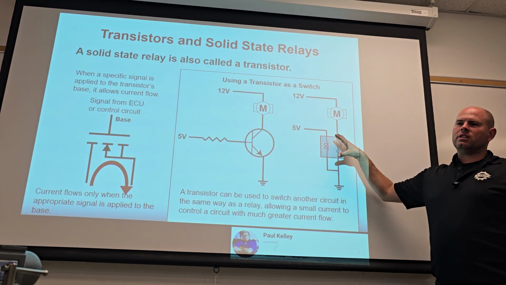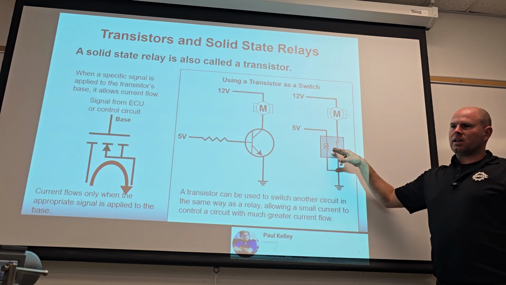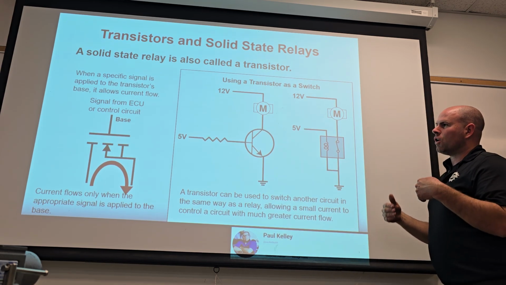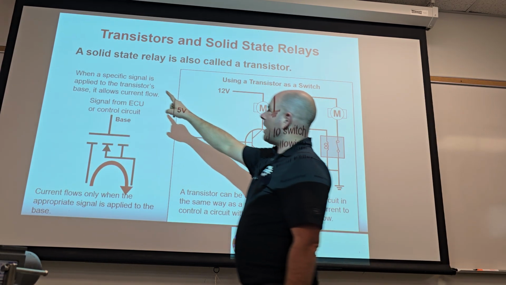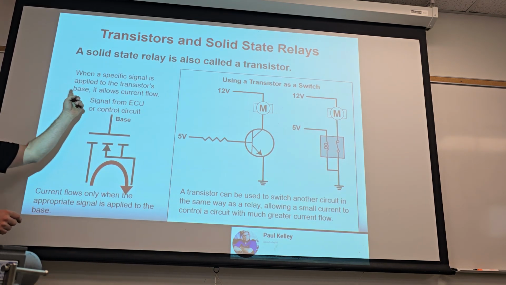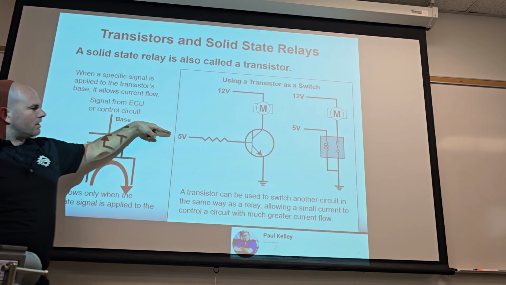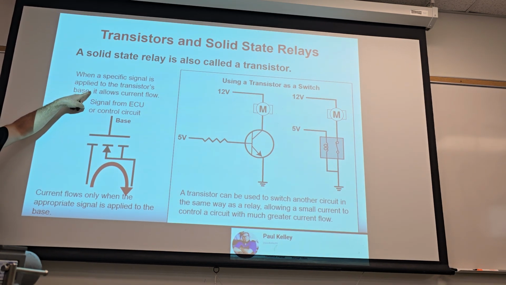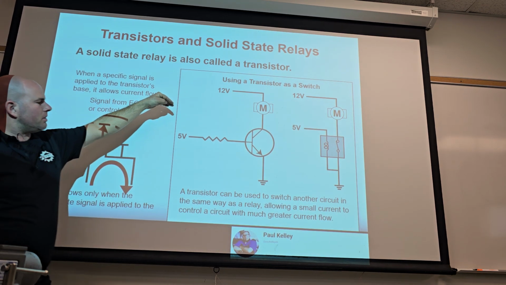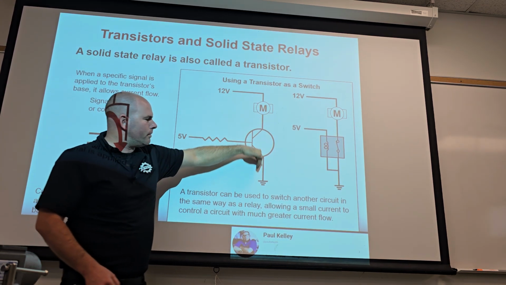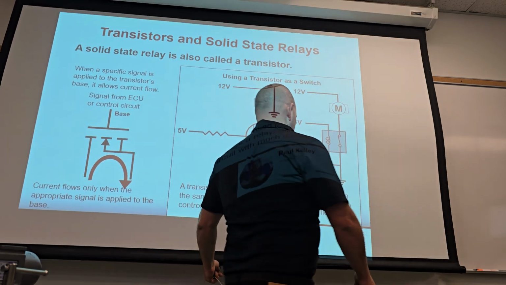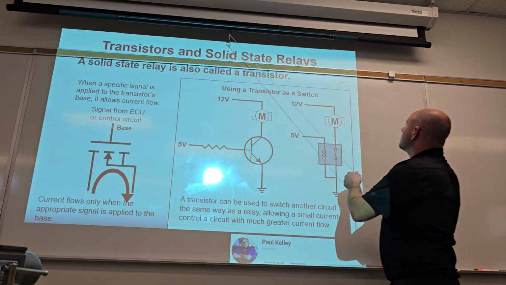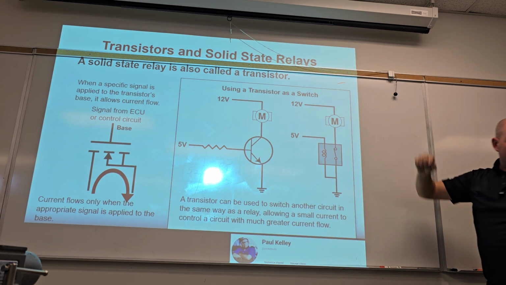If it's inside the ECU, you could diagnose it as if it's a solid state relay, even if it's technically a transistor. Cool. So we'll give just a little bit of overall look at this. When a specific signal is applied to the transistor's base, that's going to be this, it allows current flow. That's going to be like this. Cool. So if I were to draw this, and this is something that you really do need to understand. Okay, so this isn't like a bonus material. This is important.